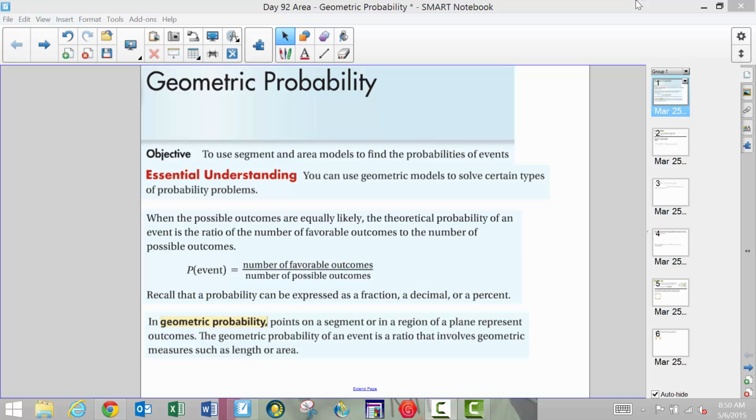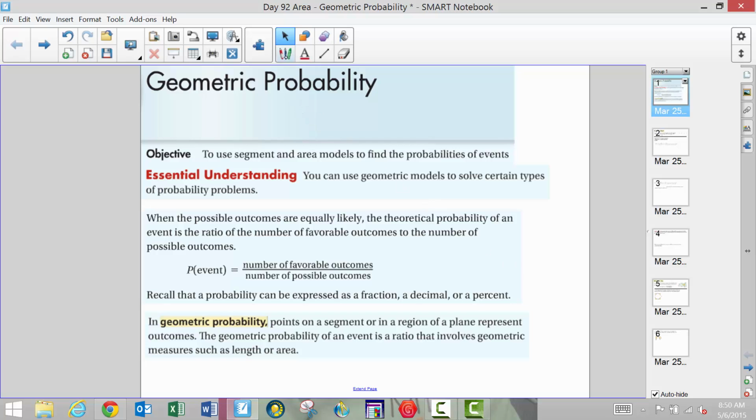So with geometric probability, the probability of an event is going to equal the number of favorable outcomes divided by the number of possible outcomes. Don't forget that a probability can be expressed as a fraction, decimal, or a percent. With geometric probability, especially with area, I like to say that you always want to find the total area and then the area of what you're trying to hit or the outcome that you're trying to achieve.